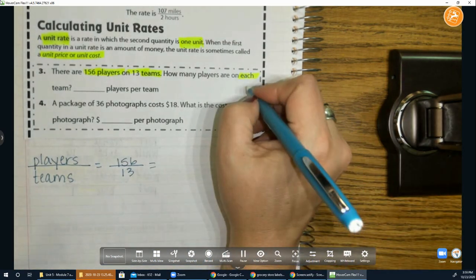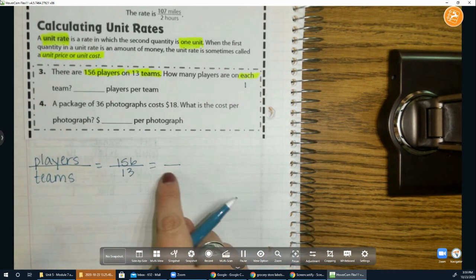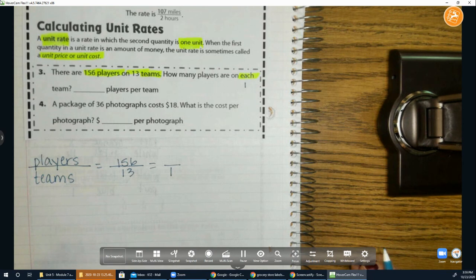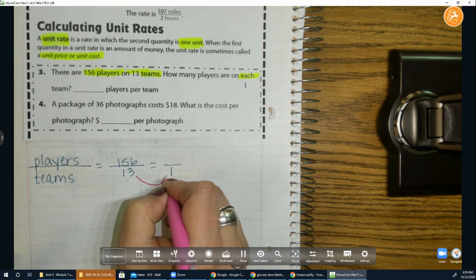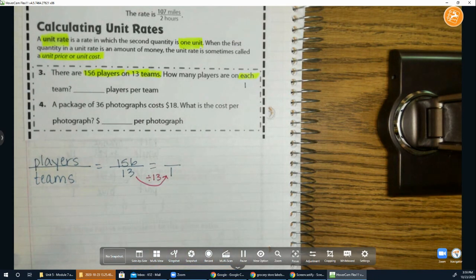Well, each is one team. So 1 is going to go at the bottom because that's where teams are. So I've got to figure out, now remember, rates is a comparison by division. So I need to figure out how I can go from 13 to 1. I can divide by 13. So if I divide by 13, I get 1 there.